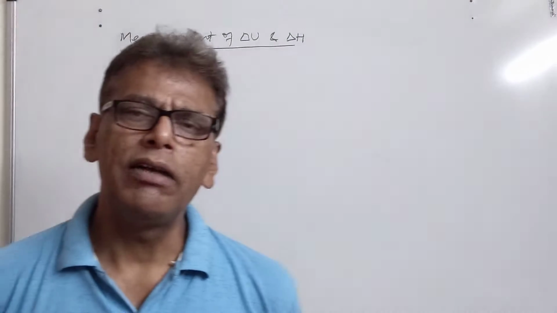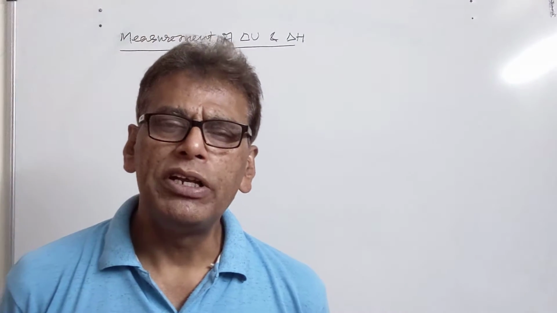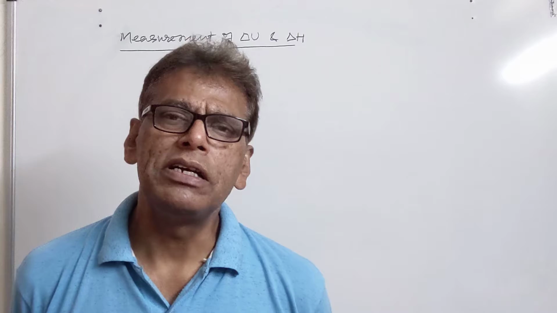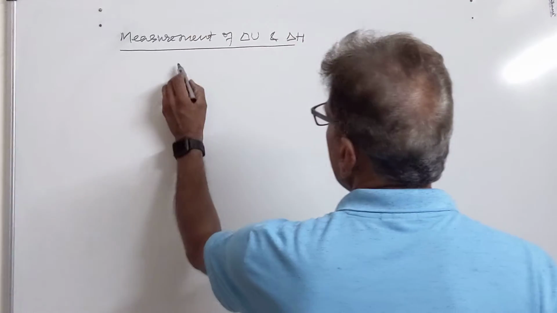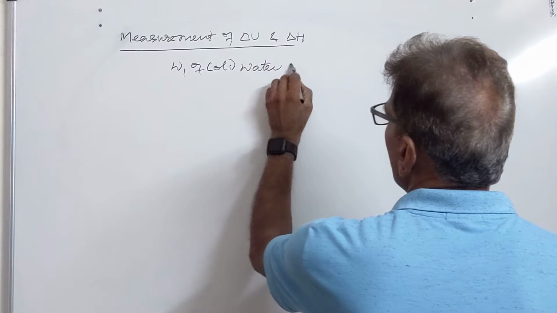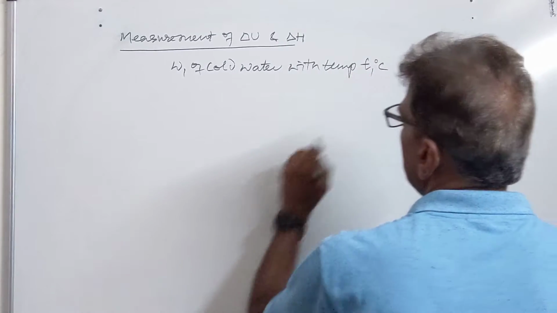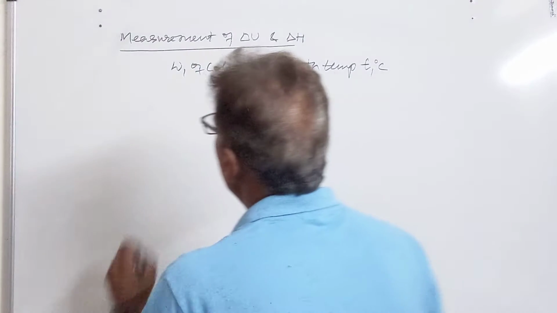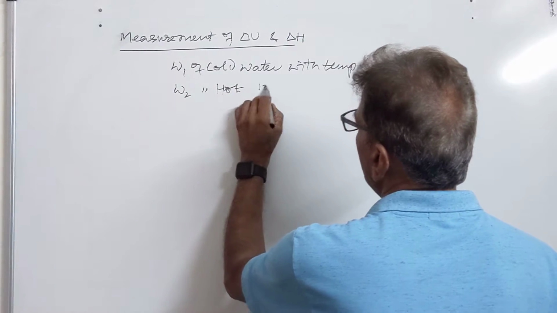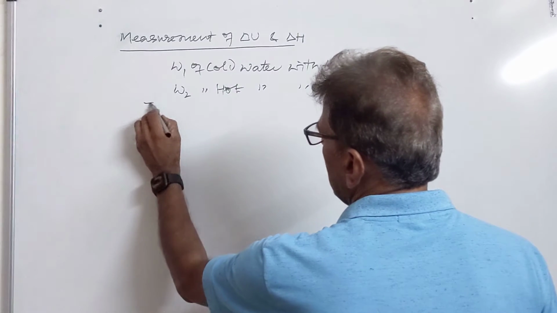Now first of all, the heat capacity of the calorimeter is to be determined. For this purpose we take W1 gram of water in the calorimeter. It is cold water, its temperature is recorded, let it be T1 degree centigrade. Then this water is mixed with another sample of water whose weight is W2 gram, that is hot water, with temperature T2 degree centigrade, and then this mixture is shaken well.